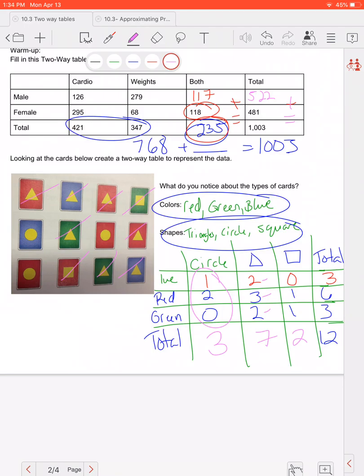So if you're just given some information and they say make a two-way table, you want to decide what are my 2 kind of categories, write your categories across with your totals in each row and column, and then total them up, and your final place right here, your far right corner, should be the total number of objects you have, whatever they are.